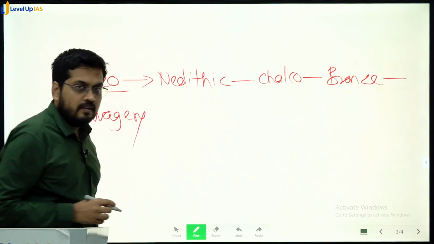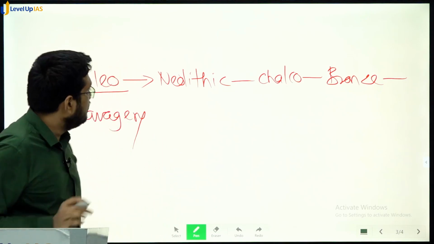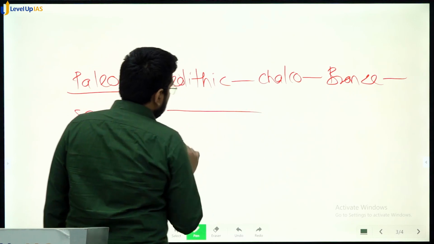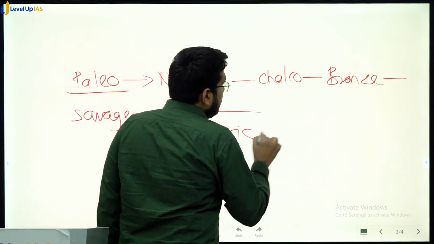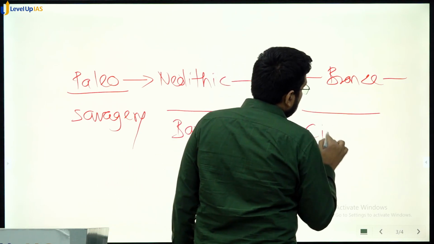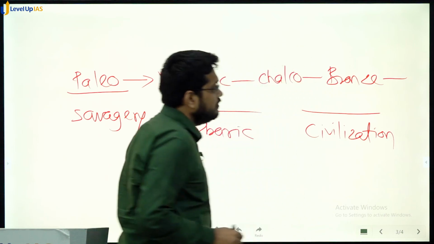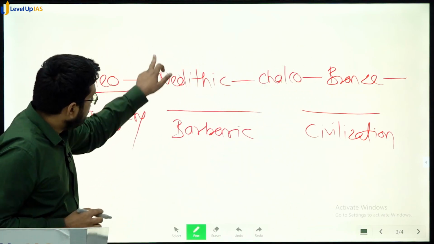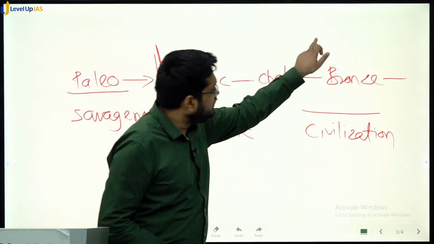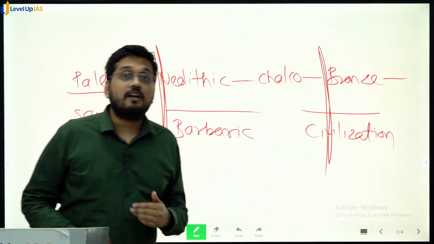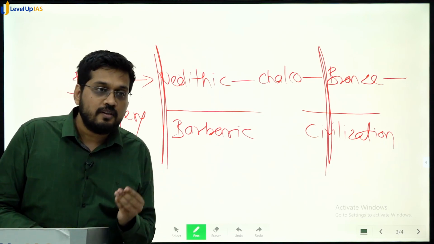So savagery, and savage is in good terms, a noble savage kind of thing. And then here you have man as a barbaric. And then you go to Bronze where it becomes civilized. So first cities emerged there. So what happens here, according to him, is a Neolithic revolution. And what happens here, according to him, is urban revolution. And that is the model of twin revolution given by V.